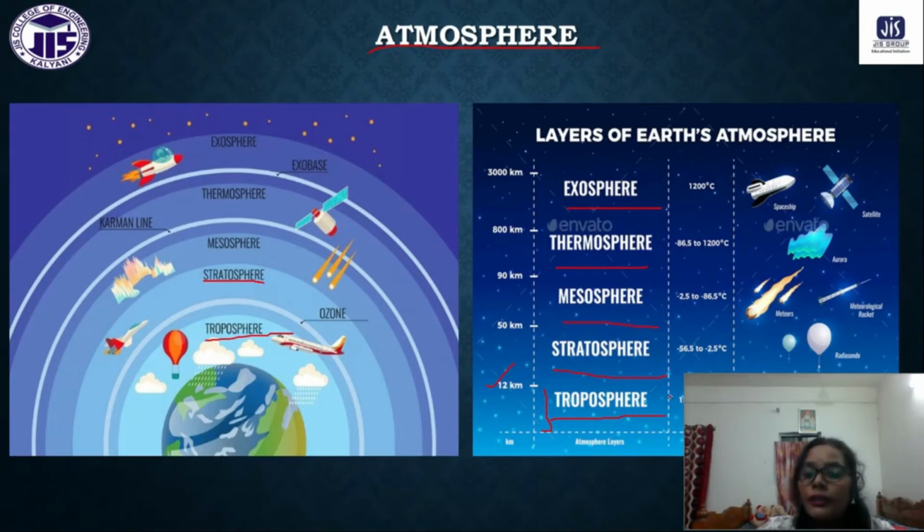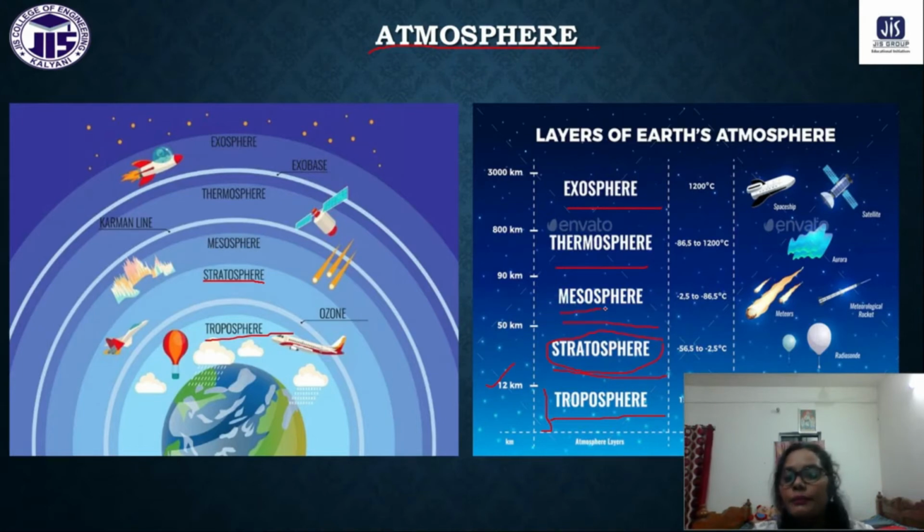Now what will happen, by this stratosphere, by the oxygen ozone layer, it will absorb the UV radiation, and for which we are not exposed to the UV radiation, which is very harmful for us. Okay, so this is the importance of the stratosphere.